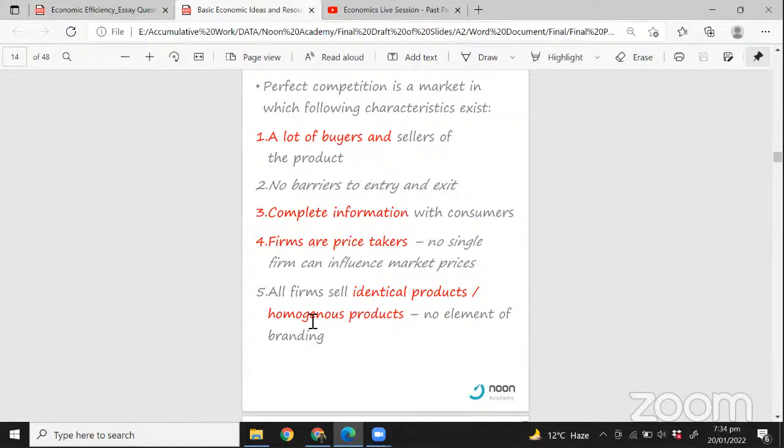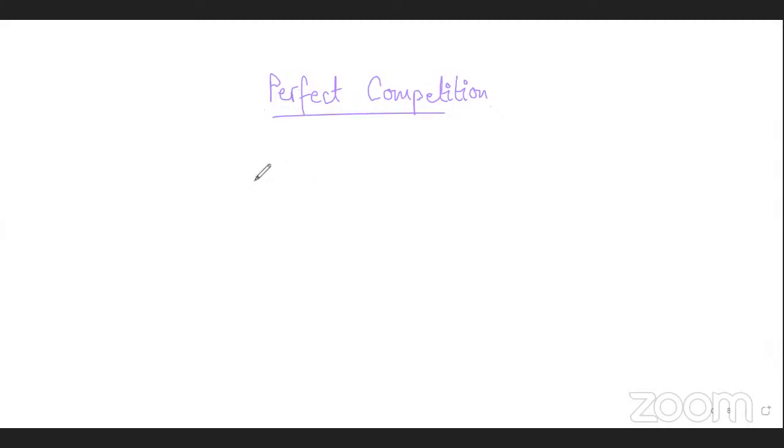And firms sell identical products, homogeneous products, right? So there's no element of branding. Got it, students? Now, what is an ideal example of perfect competition? Think about this. An ideal example of perfect competition would be agricultural products.